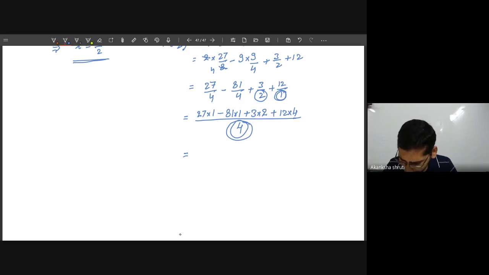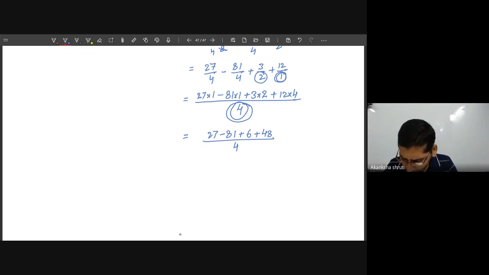Students, so what does it become? It becomes very simple. Denominator remains the 4. It is 27 minus 81 plus 6 plus 48. Very good. 48. Yes. So total. Now how to do that? अभी इसको भी बहुत सारे हमारे बच्चे गलत करते हैं.